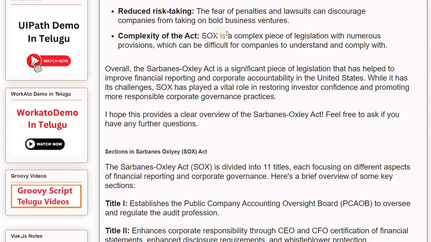Complexity of the Act. SOX is a complex piece of legislation with numerous provisions, which can be difficult for companies to understand and comply with. Overall, the Sarbanes-Oxley Act is a significant piece of legislation that has helped to improve financial reporting and corporate accountability in the United States. While it has its challenges, SOX has played a vital role in restoring investor confidence and promoting more responsible corporate governance practices. I hope this provides a clear overview of the Sarbanes-Oxley Act.